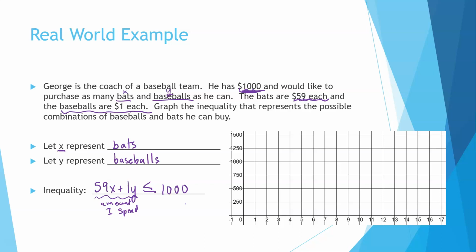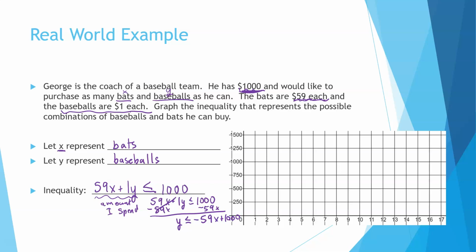But here's the reality: once I have it, this is in standard form, I'm going to convert it into slope-intercept form just like we have been. And you will have to do that on the Pearson practice. In this case, if I want to take this and convert it, I would subtract the 59x from both sides. I get 1y, which is the same as y. So I'm just going to leave it as that. So it's y ≤ -59x + 1,000.